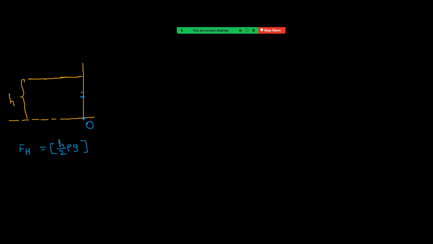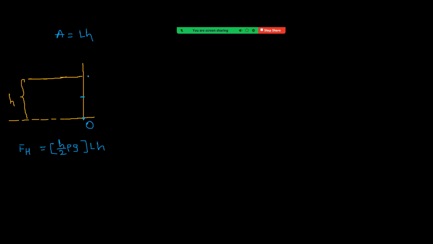This is h and length given L. So area of that gate will be L into H. Next, see, next question what is asking. Torque about O. Then see what we have to do.